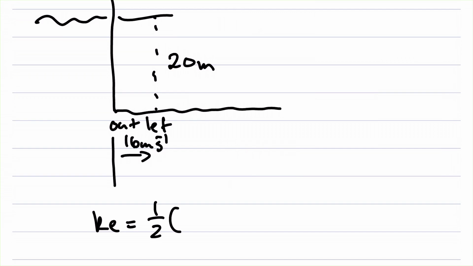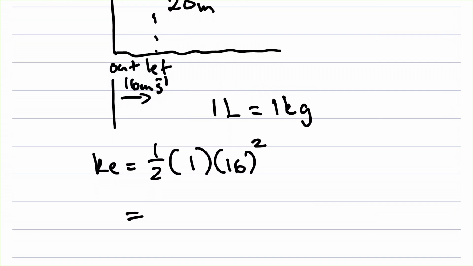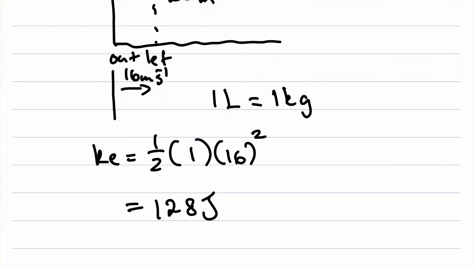We don't need to know the mass of all of the water. We can just take, for example, a liter of water. A liter of water in terms of mass will equal a kg. So we say 1 kg, velocity is 16 meters per second. So our kinetic energy would be 128 joules, outside the outlet. That's our output, the useful output energy.